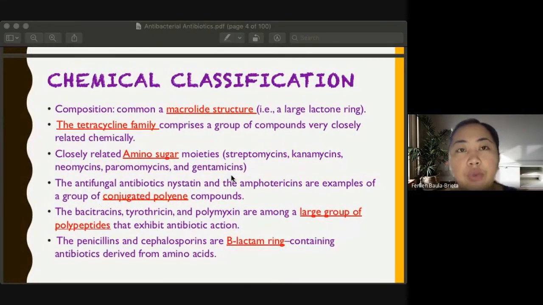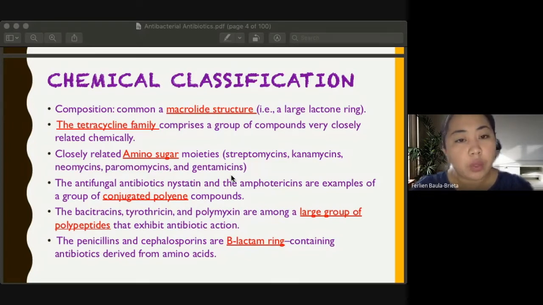Aside from the spectrum of activity and mechanism of action, our antibacterials are classified according to chemical classification. This type of classification is not really presented in the general data for drugs. This chemical classification is presented to us pharmacists, because we are the ones expected to understand and learn these things. These chemical classifications are the reasons why our drugs behave like this, and why our drugs have this kind of mechanism of action.